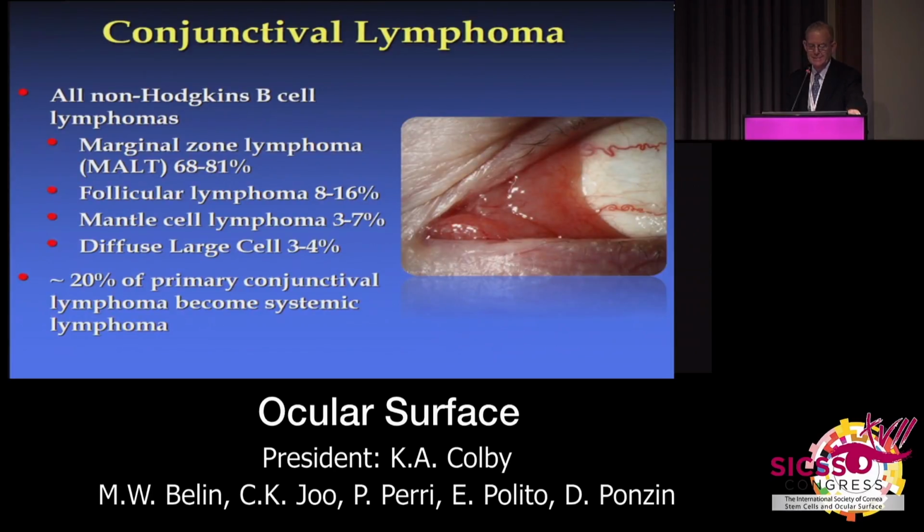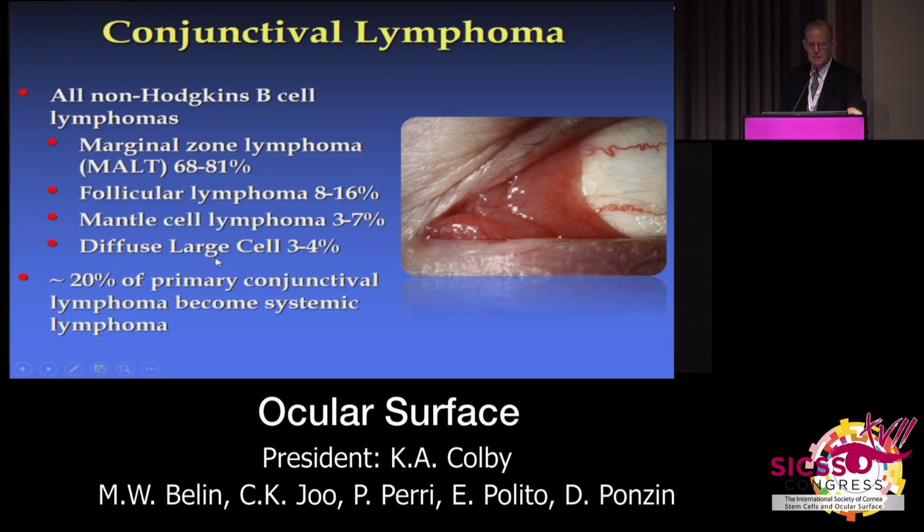They're all B-cell lymphomas, usually non-Hodgkin's B-cell lymphomas, and most of them are MALT lymphomas, about 68-81%. Follicular lymphoma in about 8 to 16%, mantle cell in 3 to 7%, and diffuse large cell in 3 to 4%. And the prognosis gets worse as you go down here. So MALT's the least to worry about, down to mantle cell and diffuse large cell lymphomas, which are more worrisome.